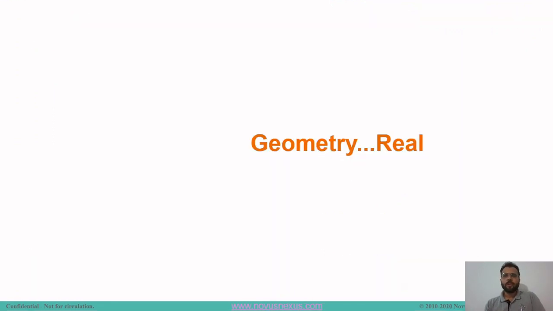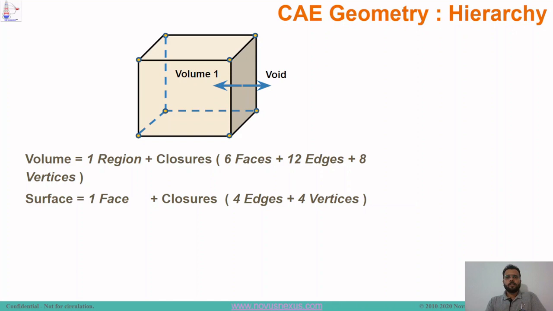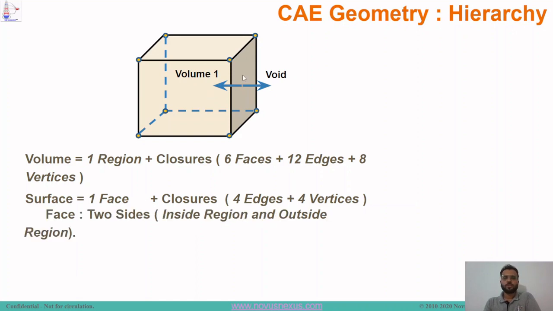Let's start with real geometry, which is easy to visualize and understand topologically. Let's start with the simplest geometry, like a cube. Here, a cube is defined by topological connection of 6 faces, 12 edges, and 8 vertices, and an interior region. Similarly, a surface of the cube can be topologically defined as 4 edges, 4 vertices, and a face. Also note that this face has two sides. One is directing towards the volume and the second one is directing towards the void.